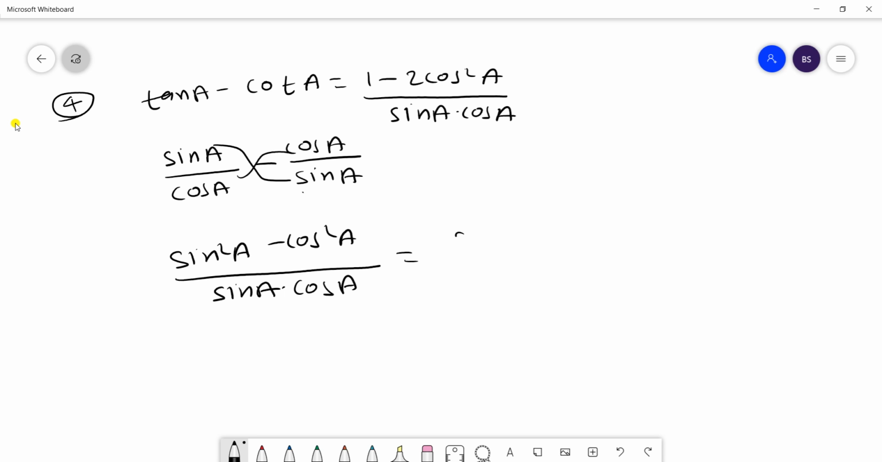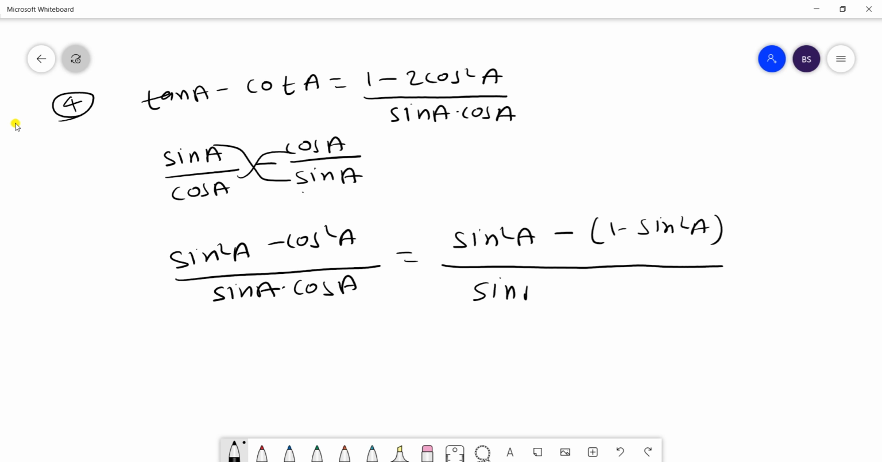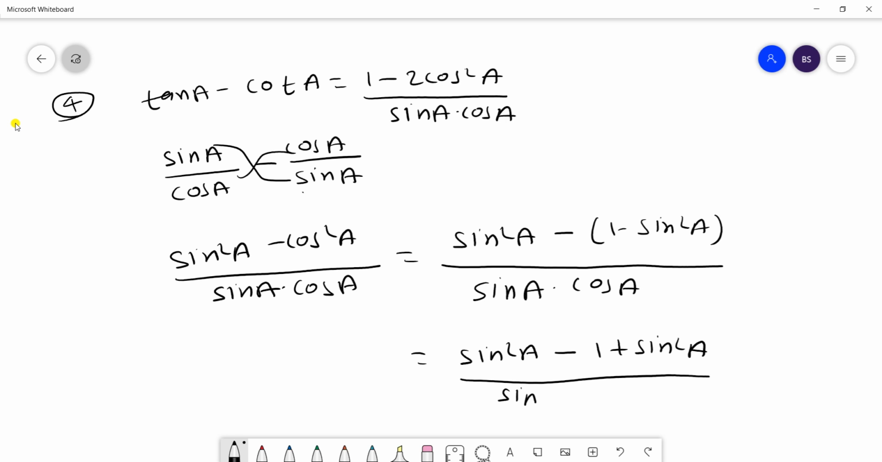Okay, I can write this one as sin square a minus 1 minus sin square a divided by sin a into cos a. So equal to sin square a minus 1 plus sin square a divided by sin a into cos a. Okay, so this is 2 sin square a minus 1 divided by sin a into cos a.